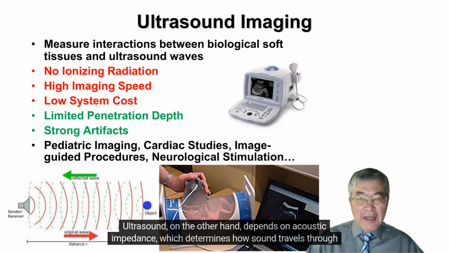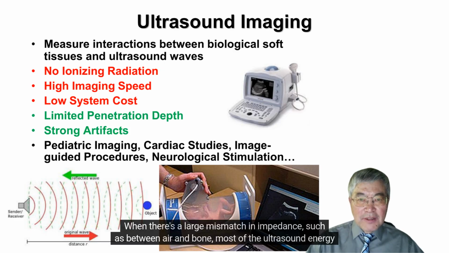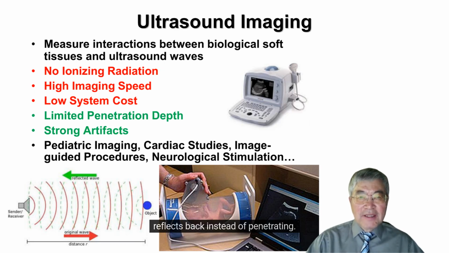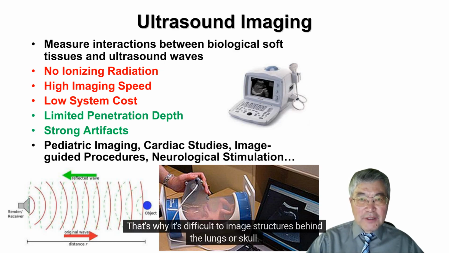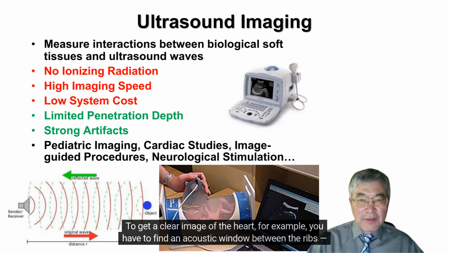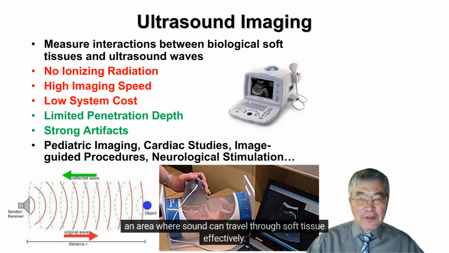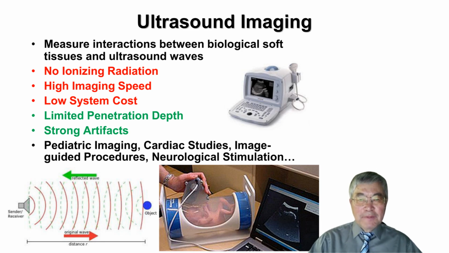Ultrasound, on the other hand, depends on acoustic impedance, which determines how sound travels through a material. When there's a large mismatch in impedance, such as between air and bone, most of the ultrasound energy reflects back instead of penetrating. That's why it's difficult to image structures behind the lungs or skull. To get a clear image of the heart, for example, you have to find an acoustic window between the ribs, an area where sound can travel through soft tissue effectively.